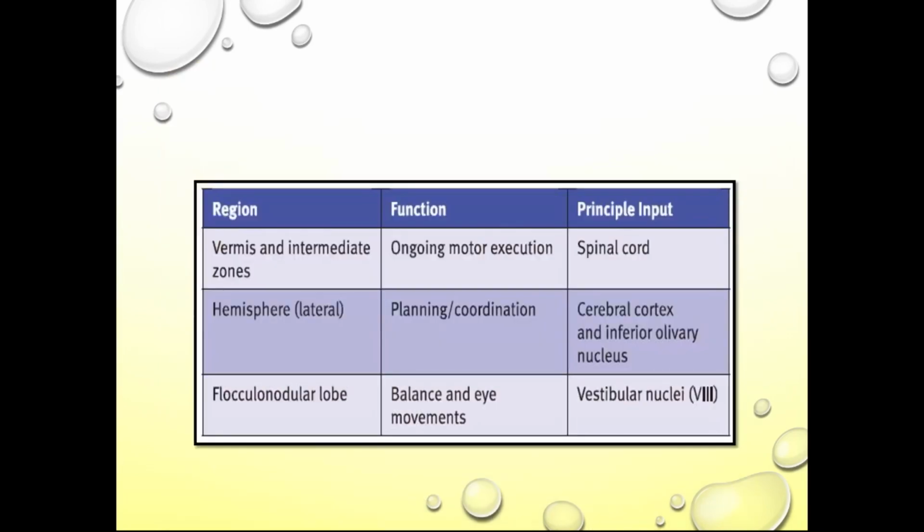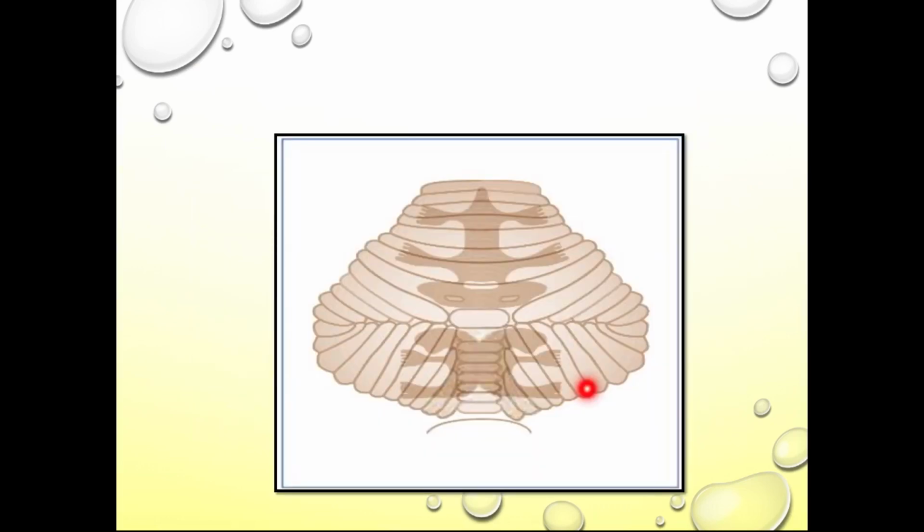So this is how it will appear. The vermis and intermediate zone help in ongoing motor execution, and this is the topographic representation of the skeletal system within the cerebellum. This is the head, this is the upper limb, this is the lower limb, if we cut it out and separate it out in this way.